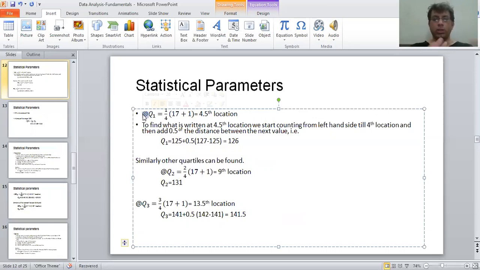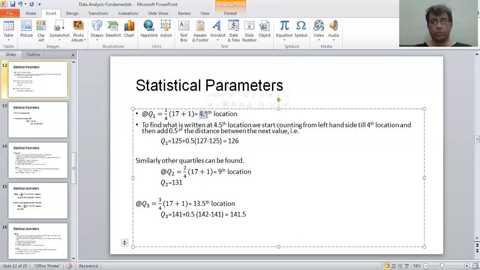So the "at the rate" symbol is just to indicate that it is the address or the location. So @Q1 means finding the location of Q1, and using this formula, i is 1, so 1 upon 4 into 17 plus 1. When we do this calculation on our calculators, we get a value which is 4.5. But since it is the location, we write it as 4.5th location. That means that starting from the left hand side, from the minimum value in the data set, at the 4.5th location is my Q1 or quartile 1 value, right?